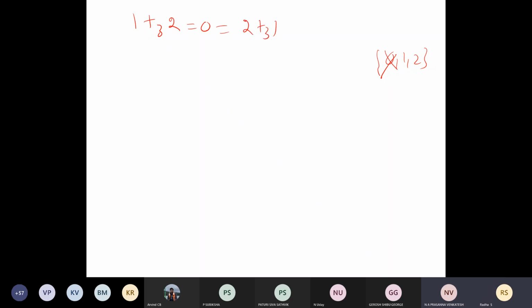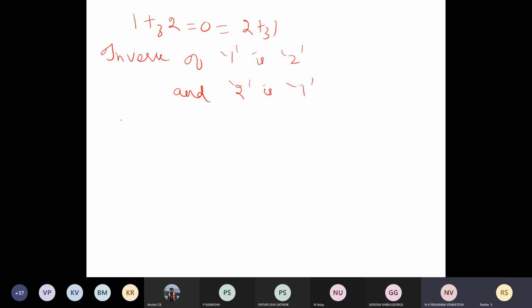The other way also, if you add, you will get the same thing. Correct? Got it? So the inverse of 1 is 2 and of 2 is 1. Correct? Both are self-inverse, inverse of each other.